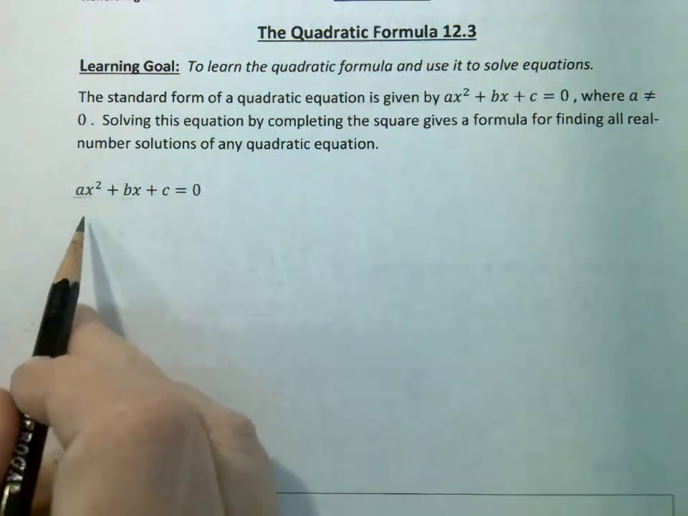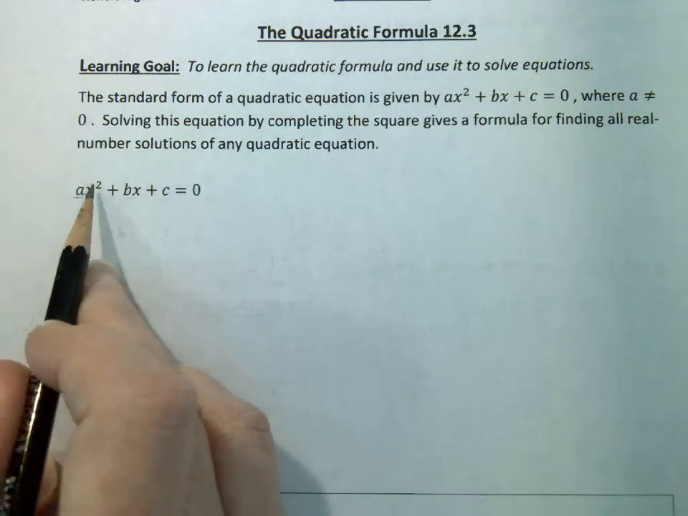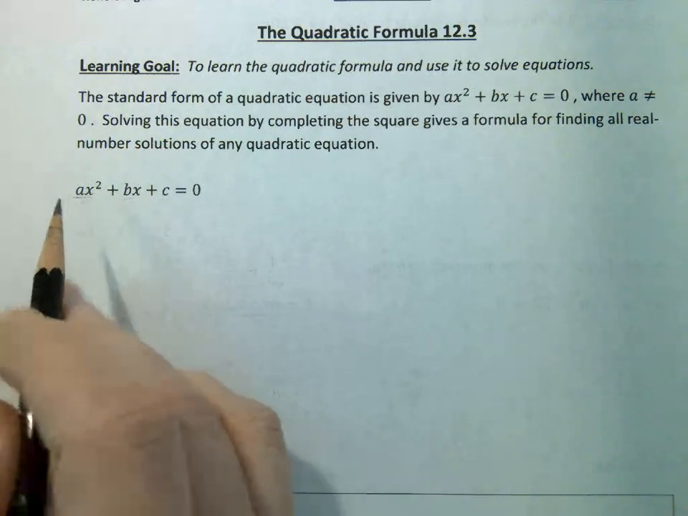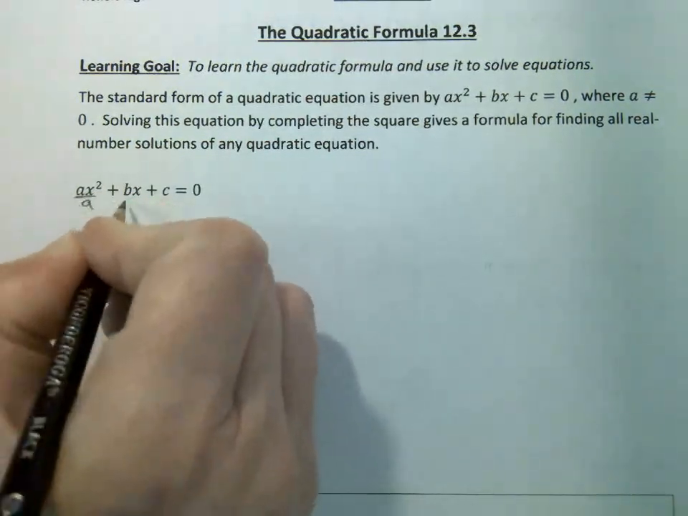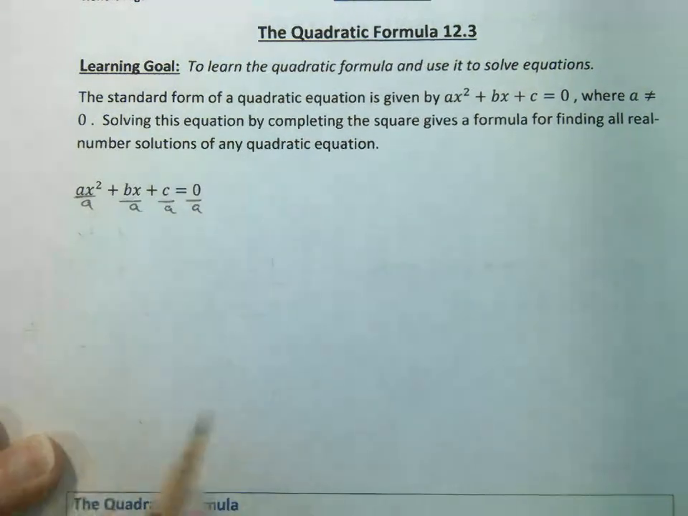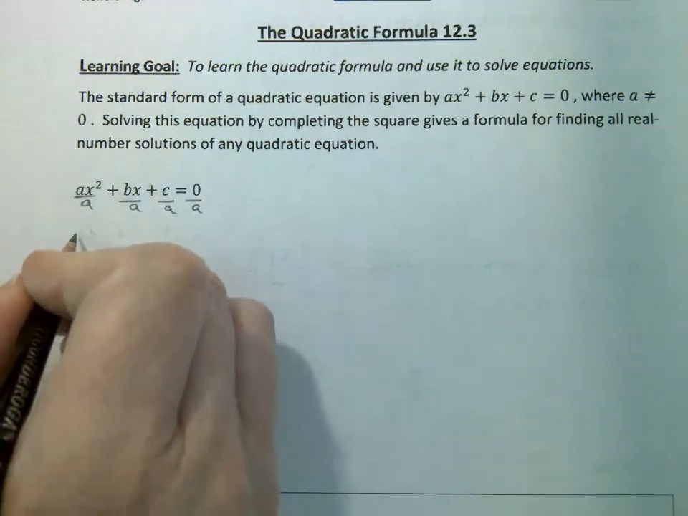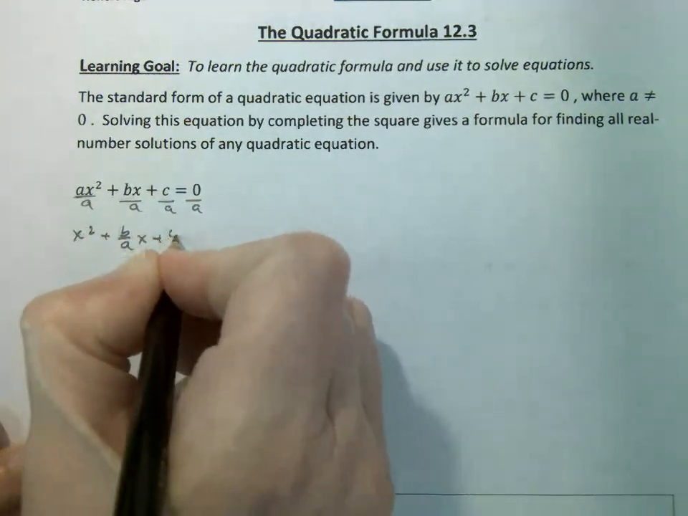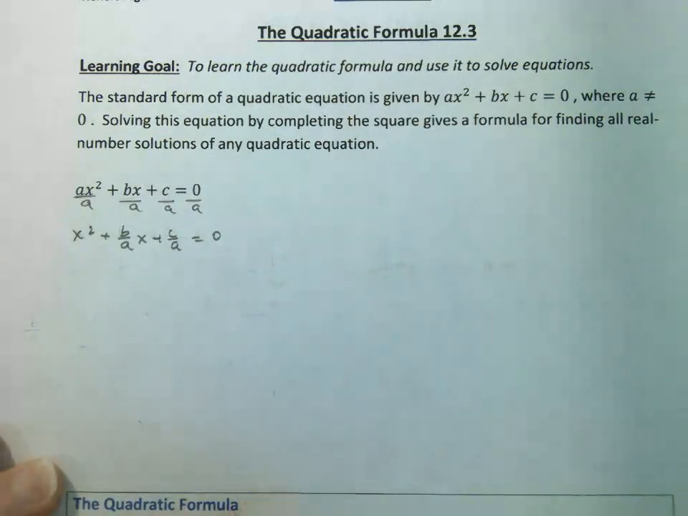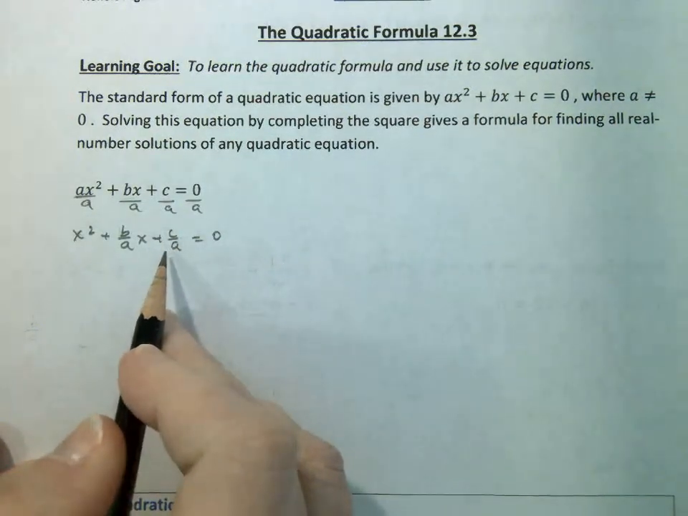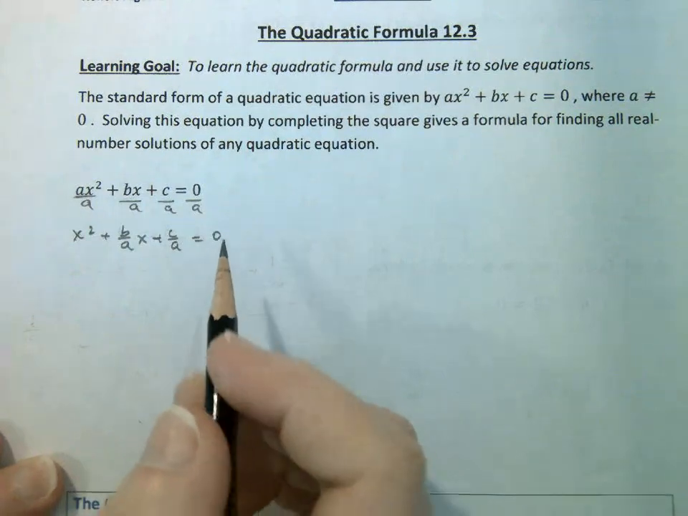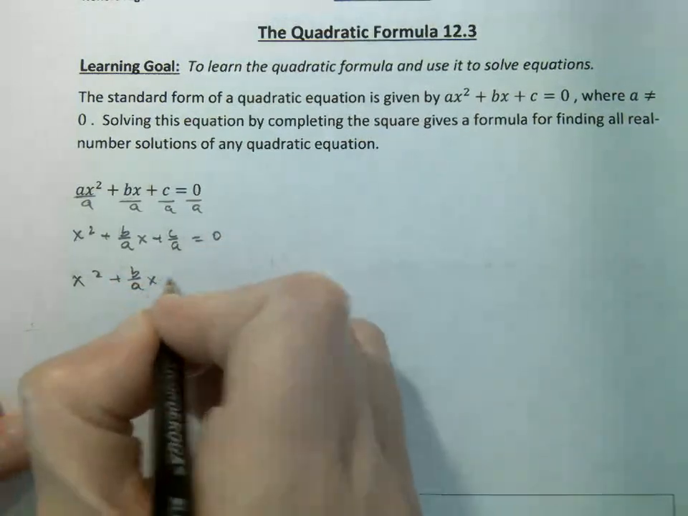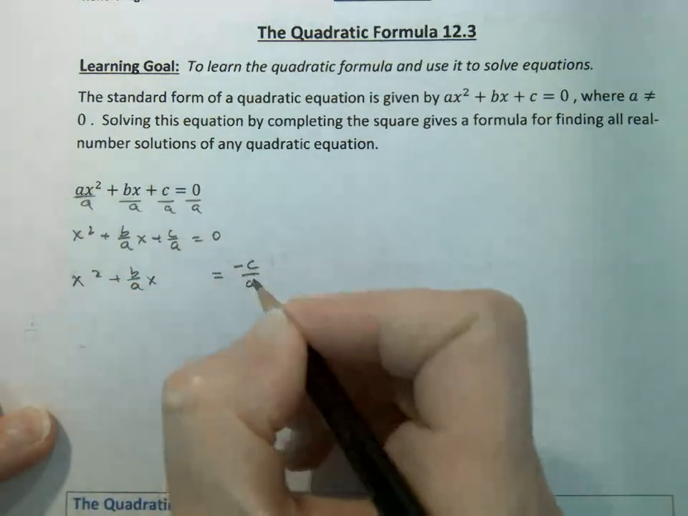The first thing I notice is that I have this a in front of my x squared, and in order to complete the square, the coefficient of x squared can only be 1. So I'm going to start by dividing everything by a, everything including the 0, and that's going to give me x squared plus b over a x plus c over a is equal to 0. Now I need to get rid of the c over a because it's not helping me at all. So I'm going to subtract it from both sides. So I will have x squared plus b over a x, I'm going to leave a space, equals negative c over a.